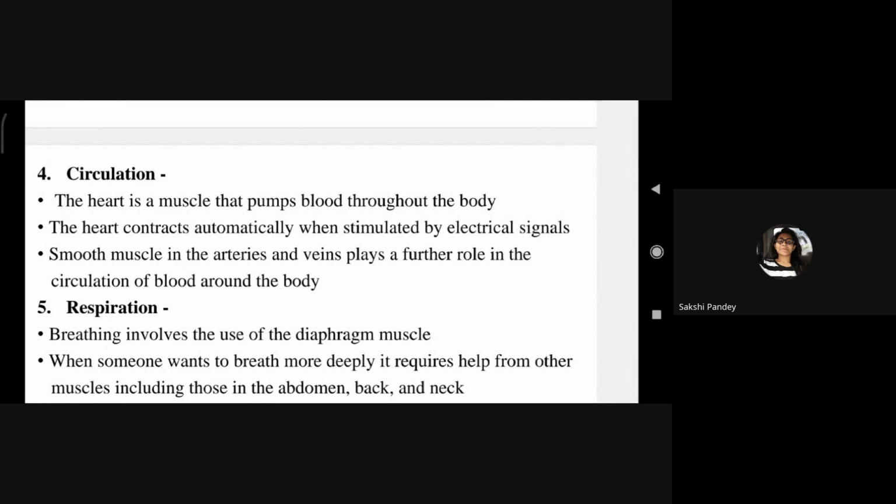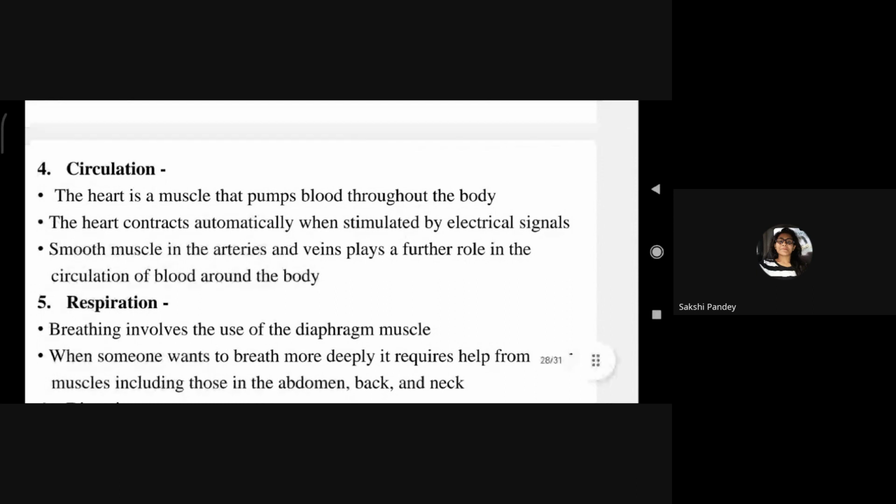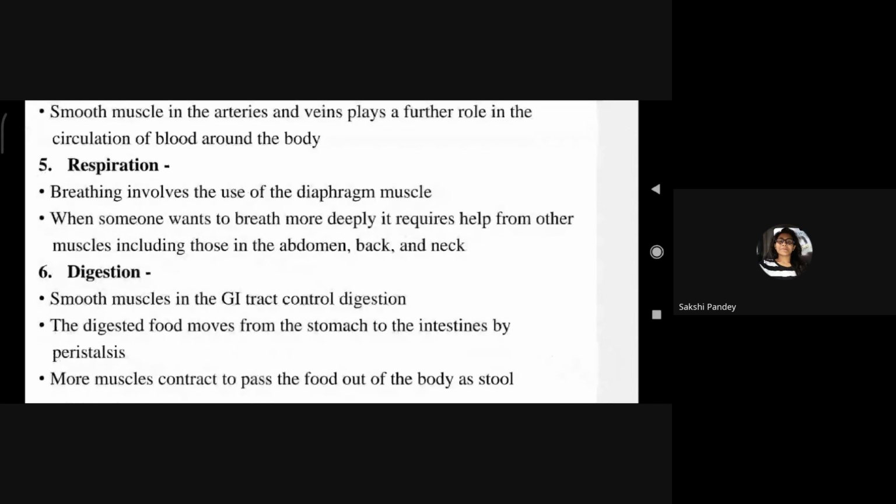And the blood vessels are also made up of smooth muscles, right? So all the things in the circulation are done by muscles only. Next is respiration. Breathing involves the use of the diaphragm muscle, very important. When someone wants to breathe more deeply, it requires help from other muscles, including those of the abdomen, back, and neck. So all the muscles in our thoracic region and some of our abdominal region are helpful in breathing.